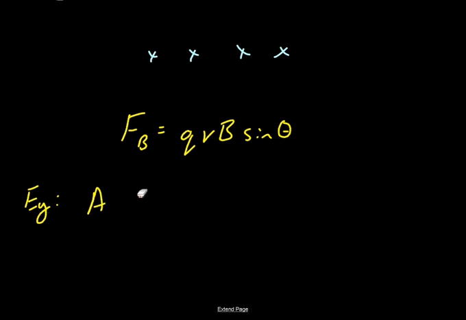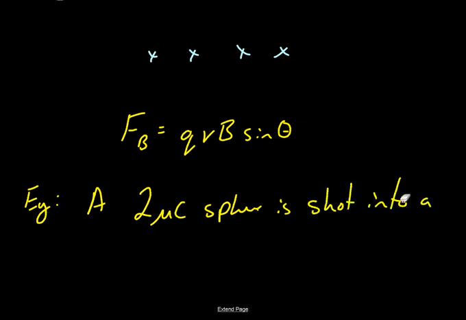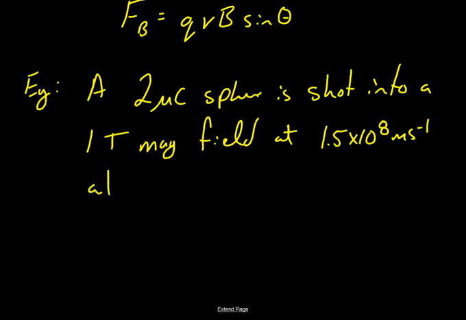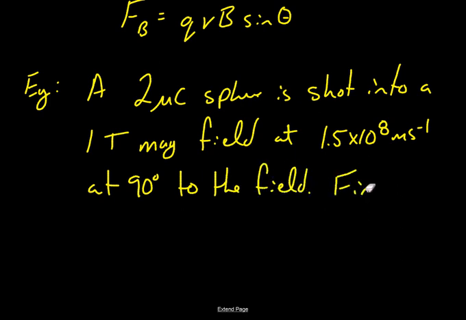So for example, a, I don't know, 2 microcoulomb sphere is shot into a 1 Tesla magnetic field at 1.5 times 10 to the 8 meters per second at 90 degrees to the field. Find the force on it.